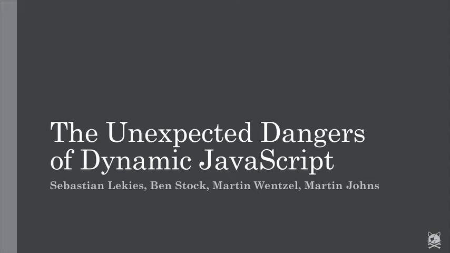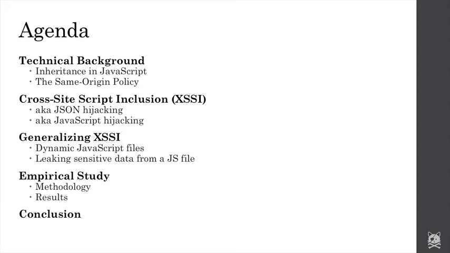Before beginning to dive into the topic, I would first like to present my agenda. In the beginning, I will give a short technical background where I will explain a few things needed for the presentation, mainly how inheritance works in JavaScript and how the same origin policy works. Afterwards, I will present an attack that was found in 2006 by Jeremiah Grossman, which is called JSON or JavaScript hijacking, also known under the term cross-site script inclusion.